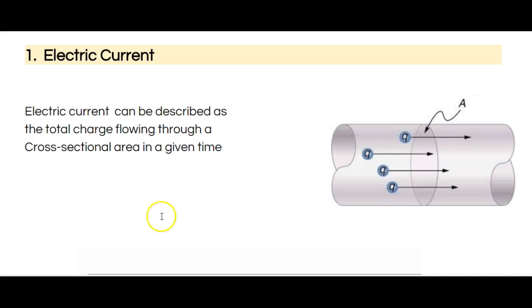If we zoom in on a conductive wire, we can describe current as follows. If we were to take a cross-section of this wire, just a spot, a cross-sectional area of that wire, and we were to measure the rate of flow of electric charges, symbolized here by the Q, through that cross-sectional area in a given amount of time, that is what we would describe as the electric current.